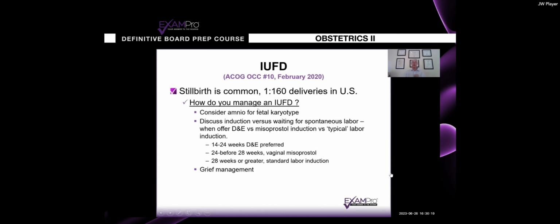So first, we have an IUFD at, let's say, 34 weeks. How do we manage it? Well, first of all, we can either induce or wait for spontaneous labor. Most of our patients usually would prefer to be induced, but the current recommendations are, depending on the gestational age, if we're under 24 weeks, we would prefer a D&E to doing medical induction of labor. If you're from 24 to 28 weeks, it's reasonable to do vaginal misoprostol. And if you're above 28 weeks, oxytocin with or without cervical ripening is appropriate.